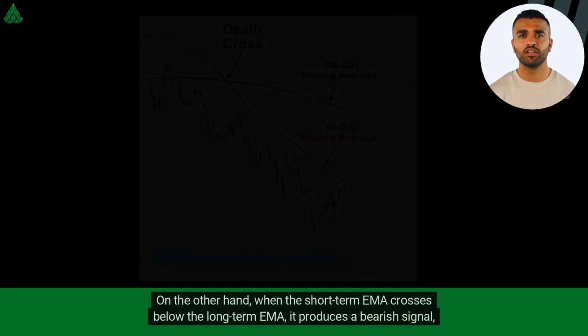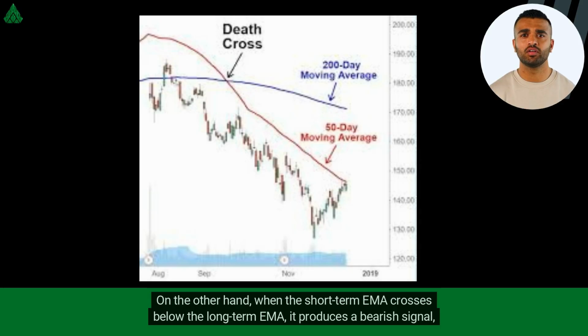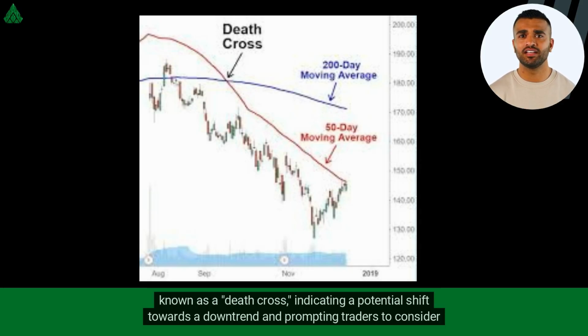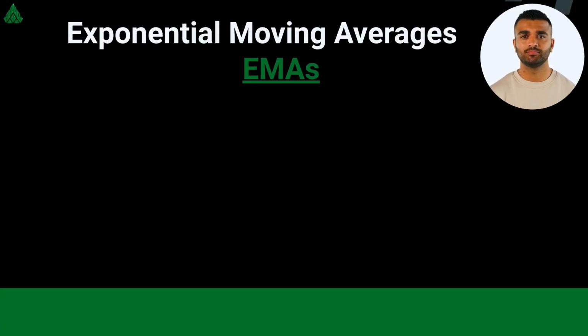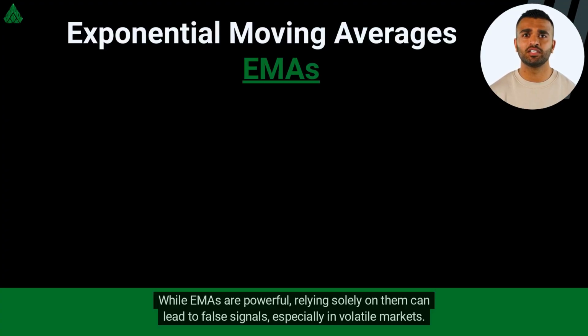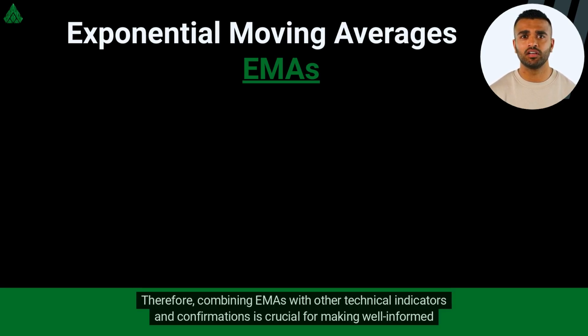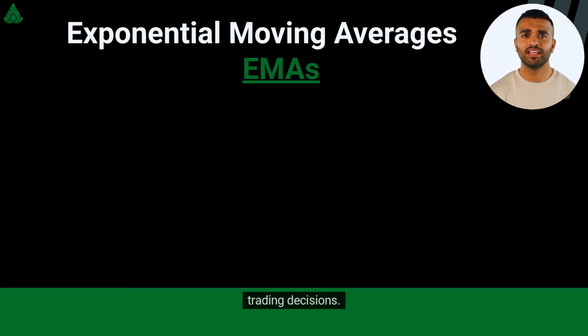On the other hand, when the short-term EMA crosses below the long-term EMA, it produces a bearish signal, known as a death cross, indicating a potential shift towards a downtrend and prompting traders to consider short positions. While EMAs are powerful, relying solely on them can lead to false signals, especially in volatile markets. Therefore, combining EMAs with other technical indicators and confirmations is crucial for making well-informed trading decisions.